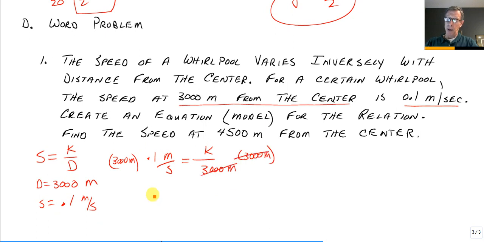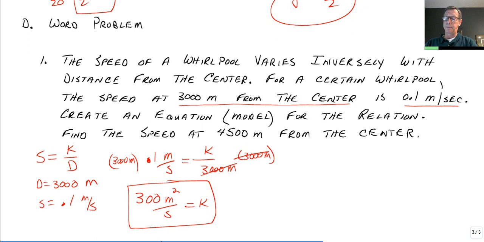And what I'm going to be left with is 3,000 times 0.1. That's going to be 300. And then I have meters times meters. That's going to be meters squared. And then per second. And that's equal to k. So the constant is 300 meters squared per second. Let's see what the rest of the problem asks for. It says find the speed when you're 4,500 meters from the center.